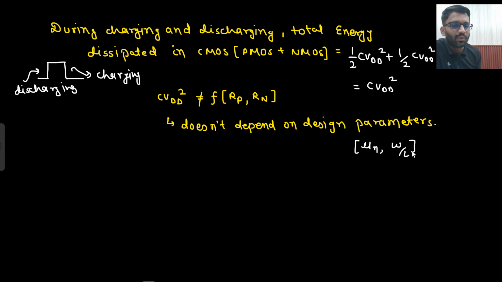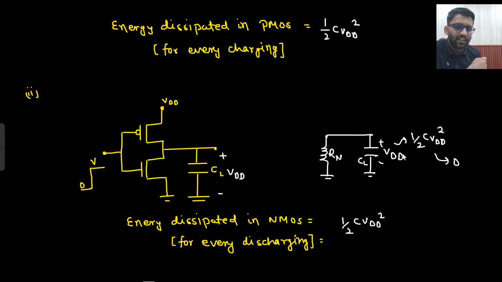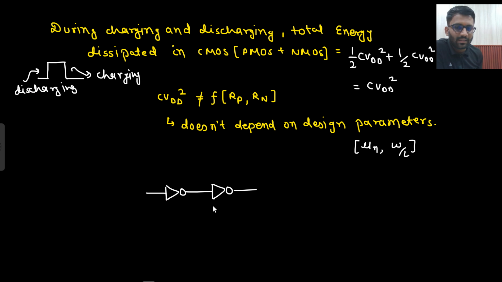So it is not depending on those parameters. Now the thing is, let's just say this is your CMOS inverter, and then another CMOS inverter is there in series. So when I write this CL, what do I mean by that? From where is this CL coming? The CL is certainly coming from the input capacitance of the next stage.